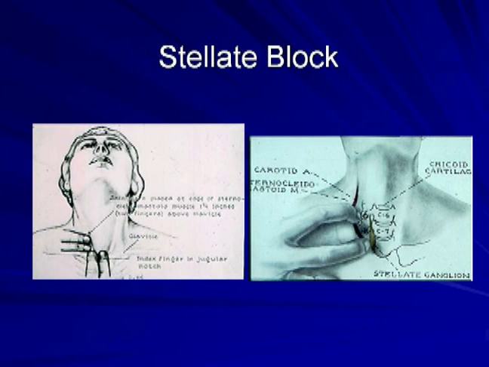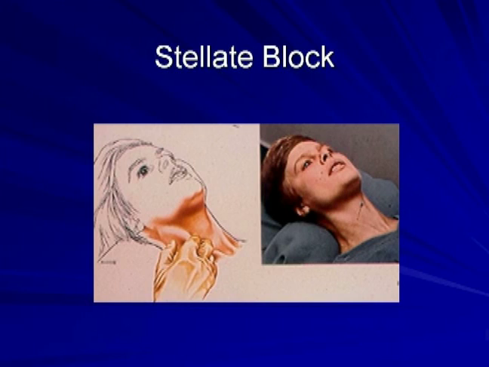Stellate block. So the patient lays supine. Remember the organization of the sympathetic system that I showed you a couple slides ago? Patient lays supine with a pillow under the neck so their head is extended. And you look at the landmarks, you see the sternocleidomastoid, the sternal head of the sternocleidomastoid.